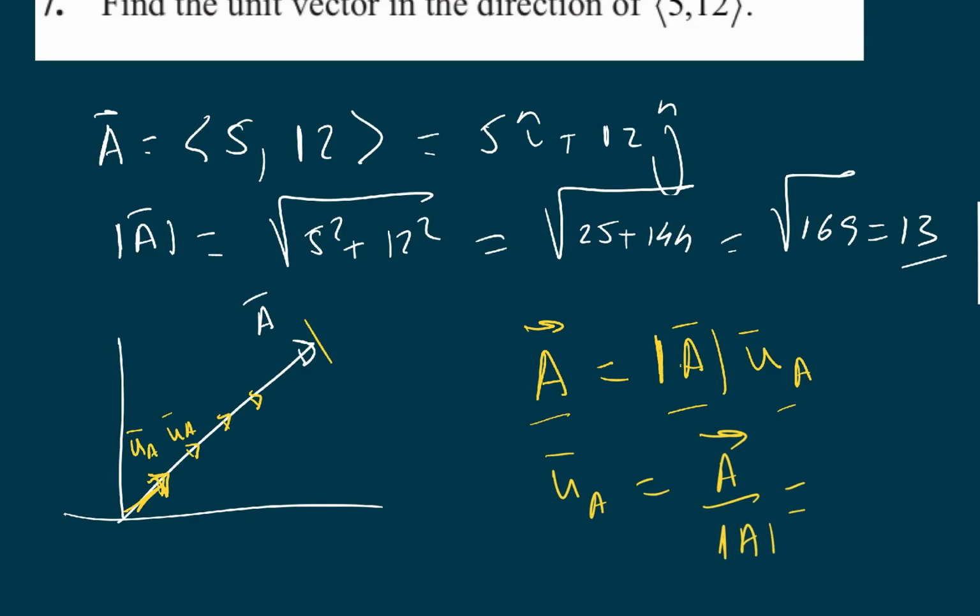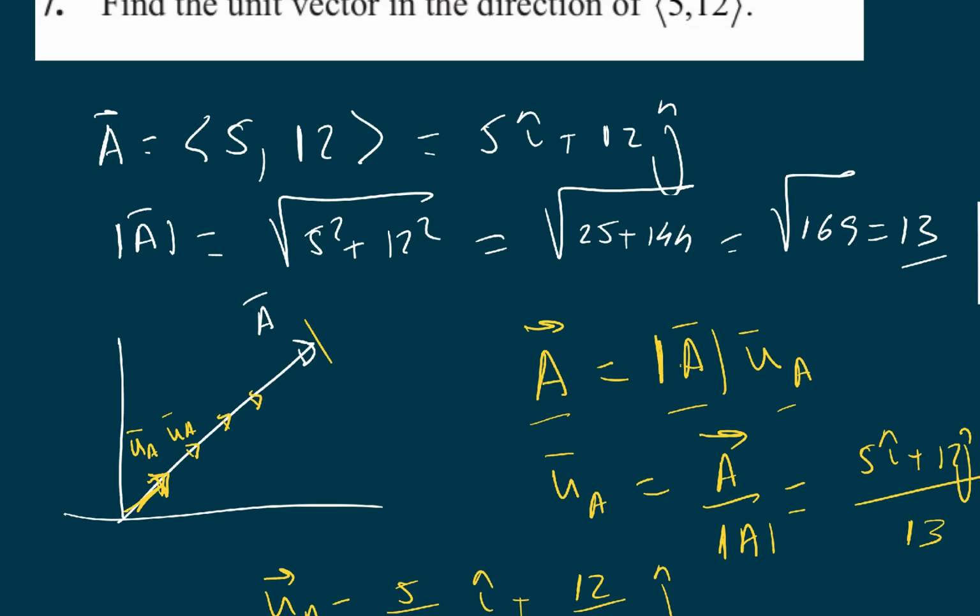Oh, but I know who is the vector A. It's 5i plus 12j. And I know what the magnitude of A is. It's 13. So who is the vector u sub A? The vector u sub A is 5 divided by 13 in the i direction plus 12 divided by 13 in the j direction.